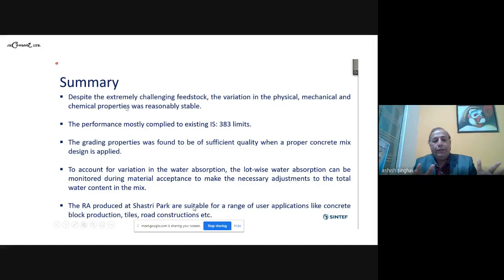Now, as we know, consistency is a challenge, because one lot of material is coming from one particular building, and another lot from some other building. In that event, we need to homogenize the materials, and we need to keep a very close check on the water requirements for that concrete mix.